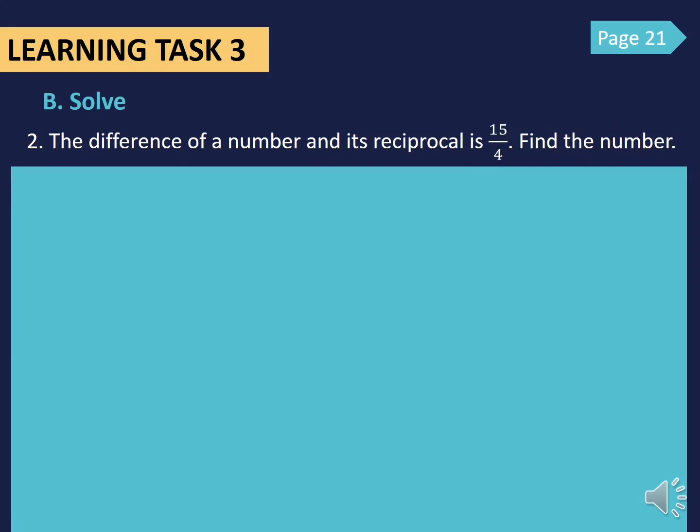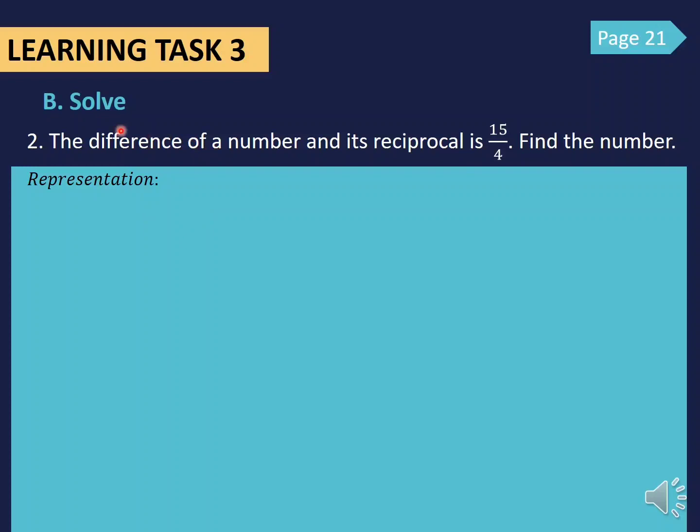This time, let us discuss our second problem. The difference of a number and its reciprocal is 15 over 4. Find the number. So we are looking for the number. Let us first have our representation, but of course, this is an example of a number problem. So, how do we represent it?